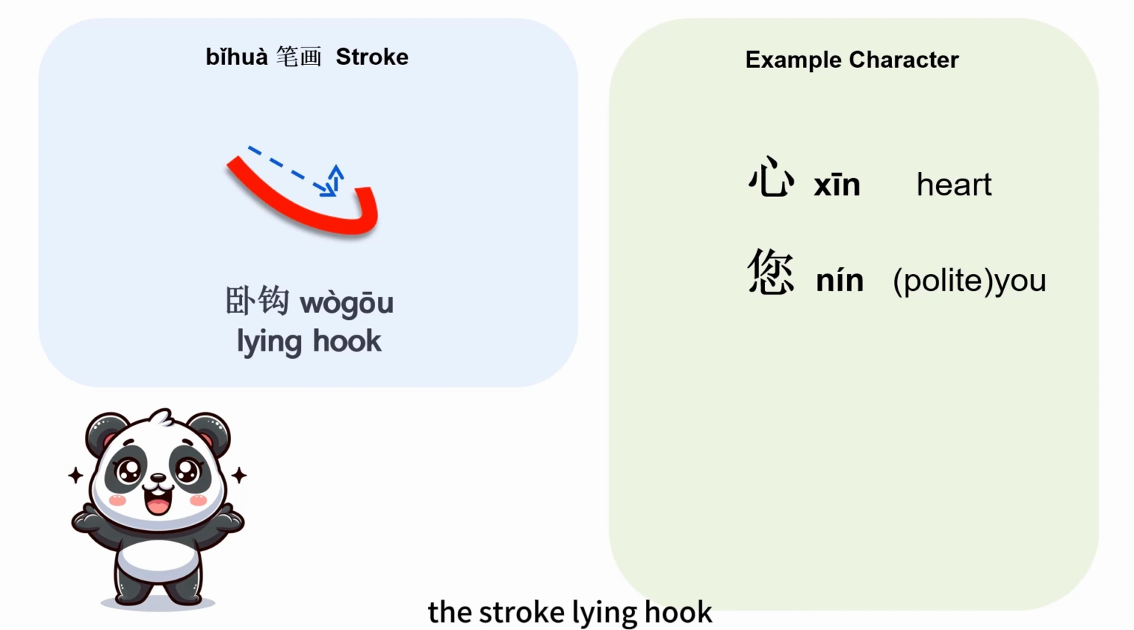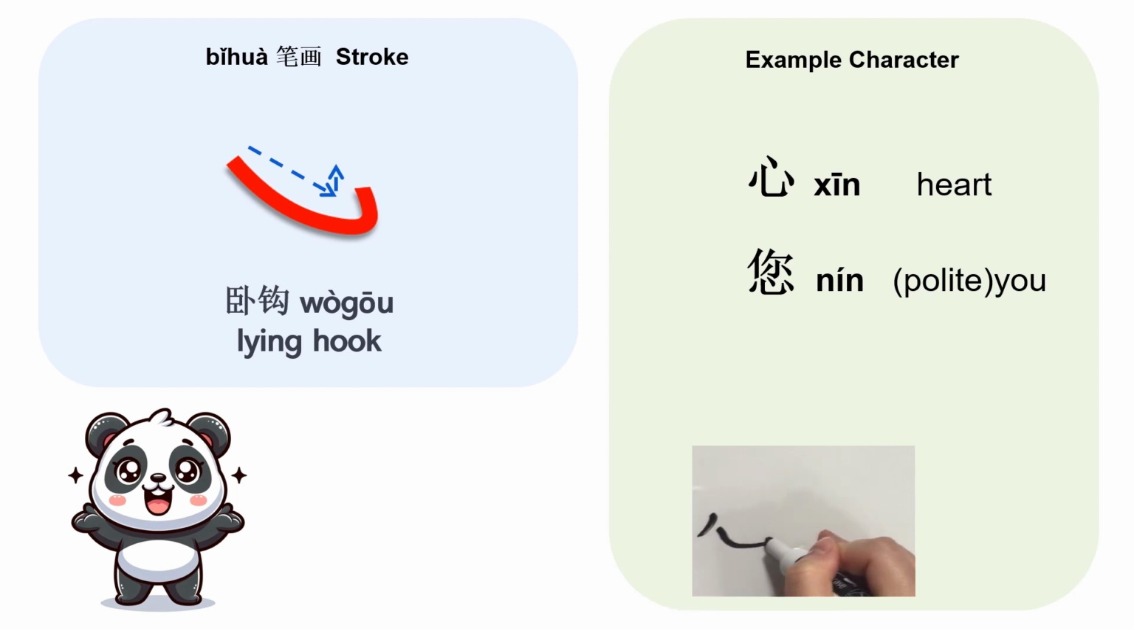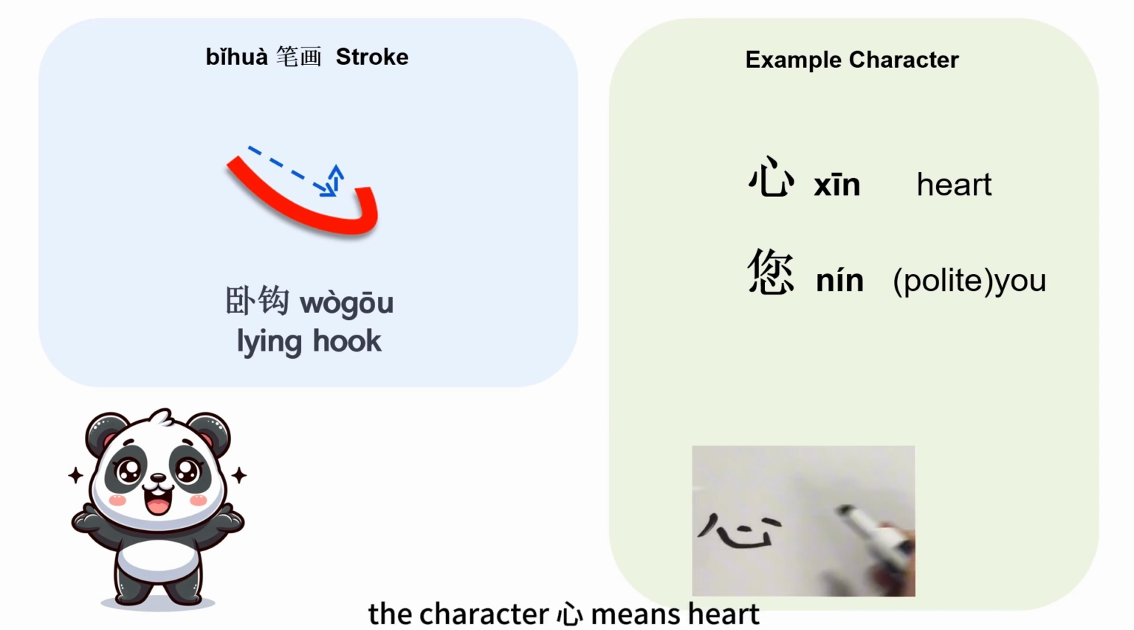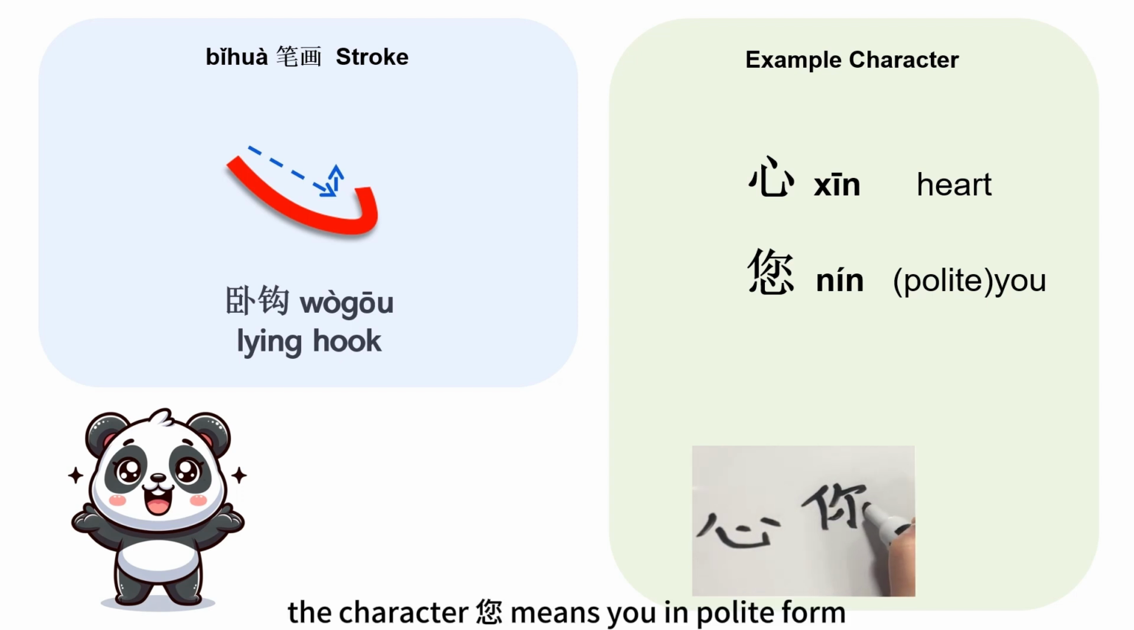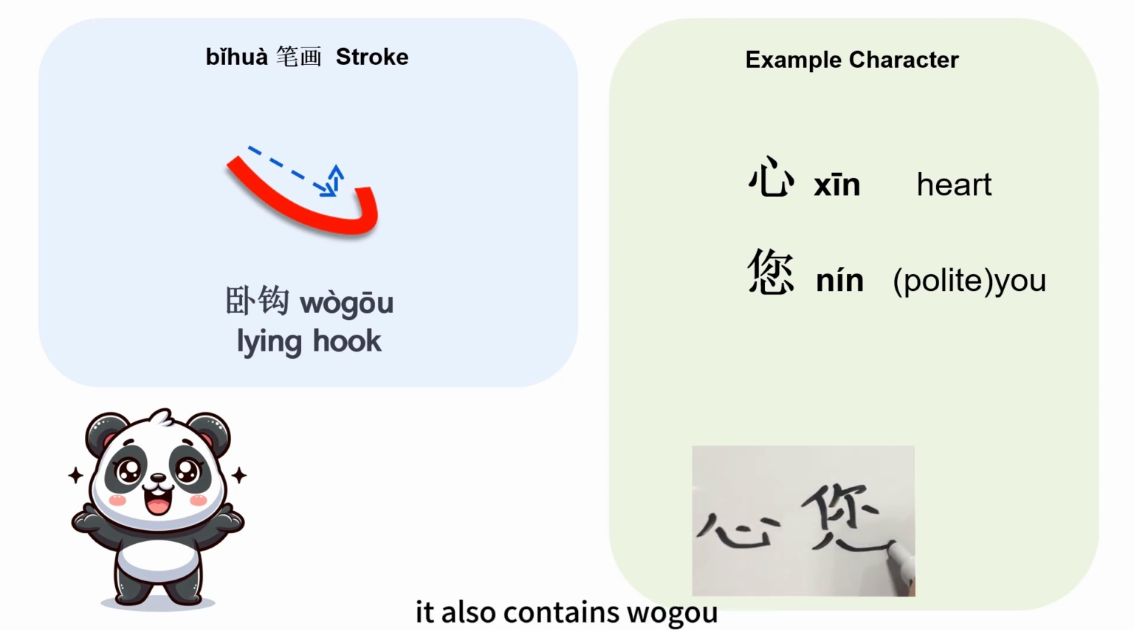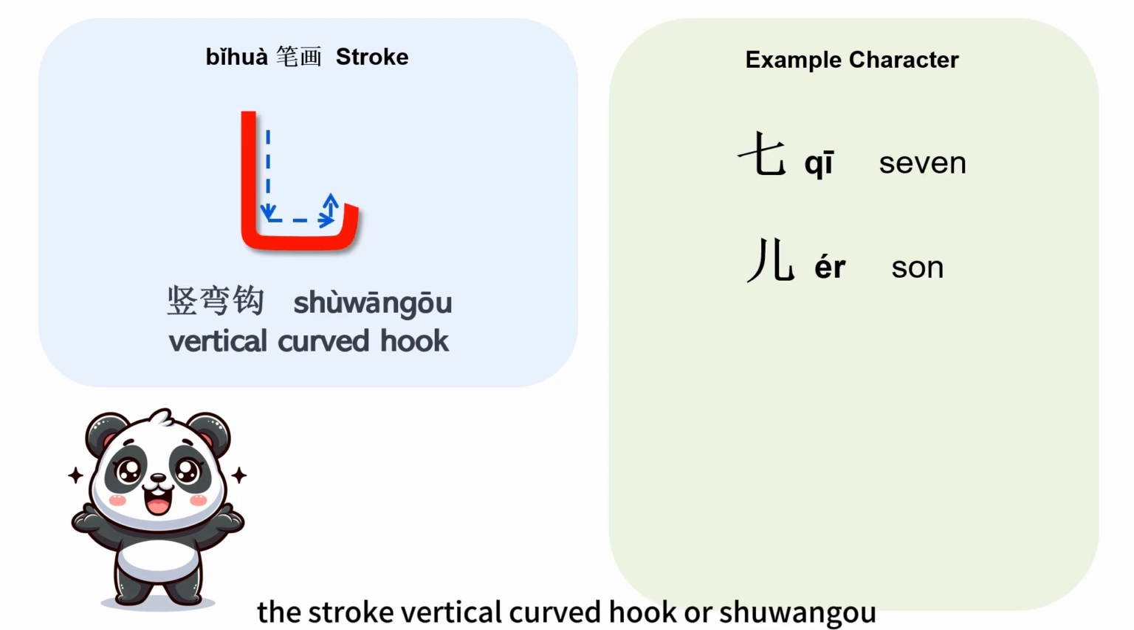The stroke line hook or 卧钩 in Chinese is written from left to right, top to bottom. The character 心 means heart. The second stroke of 心 is line hook. The character 你 means you in implied form. It also contains 卧钩.